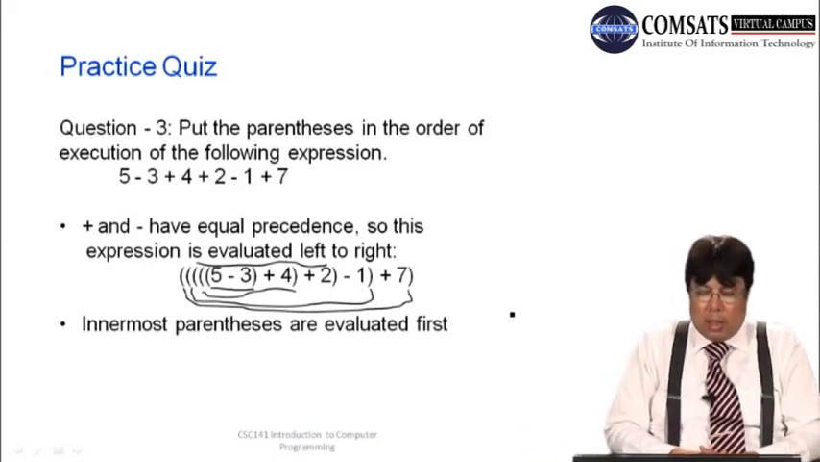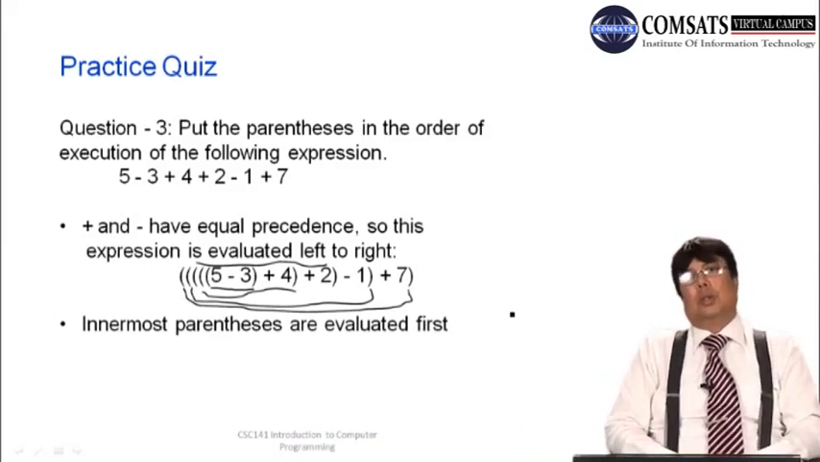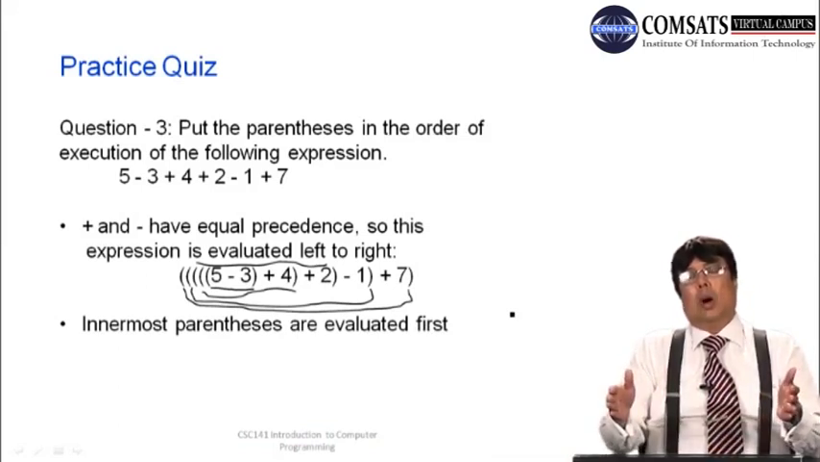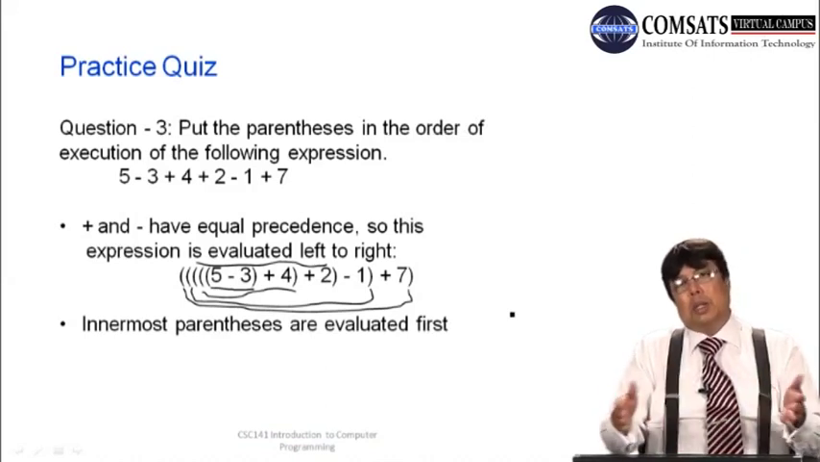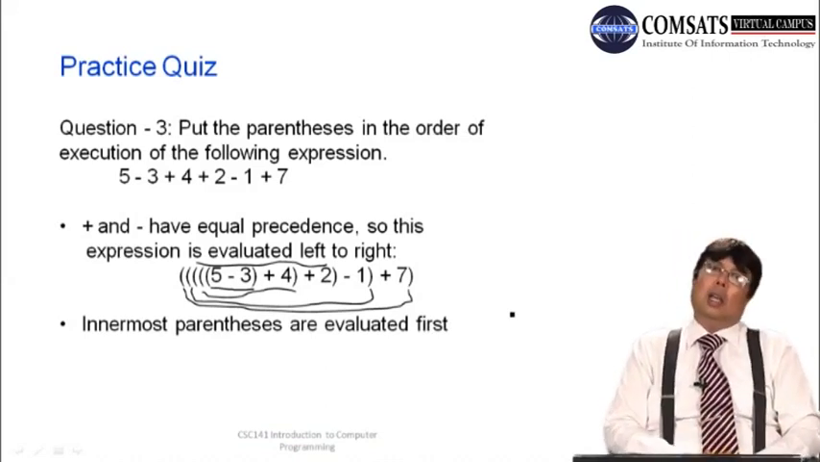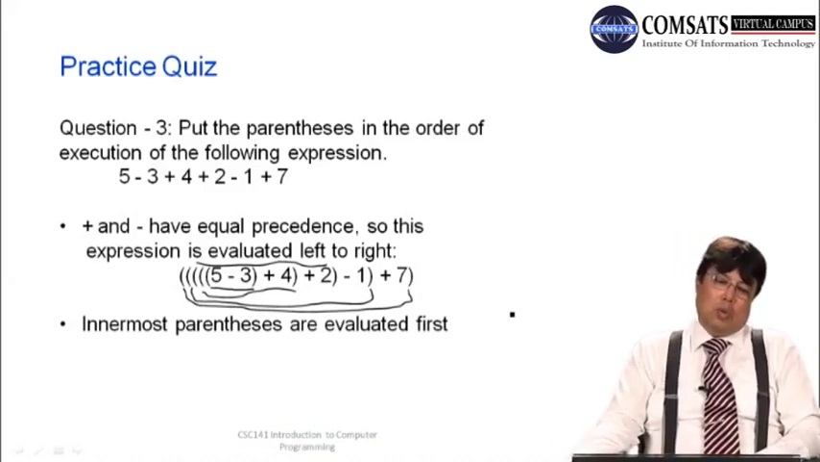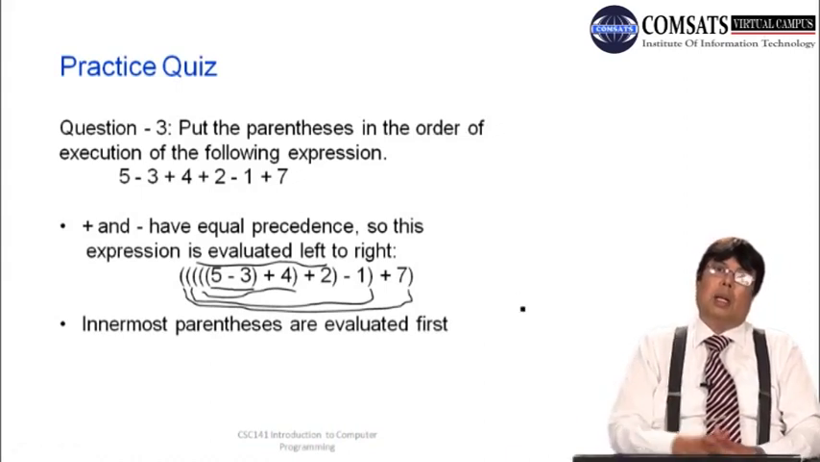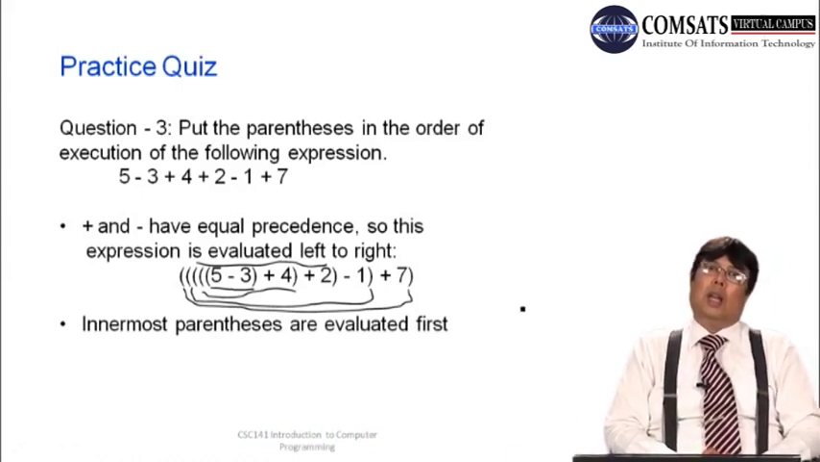So the innermost parentheses are evaluated first. If all the operators have the same precedence level, then whichever comes first from left to right is the winner. So that's the way you can also perform the calculation of any arithmetic expression. With this, we have concluded and completed the concepts that I wanted to discuss in this lecture.